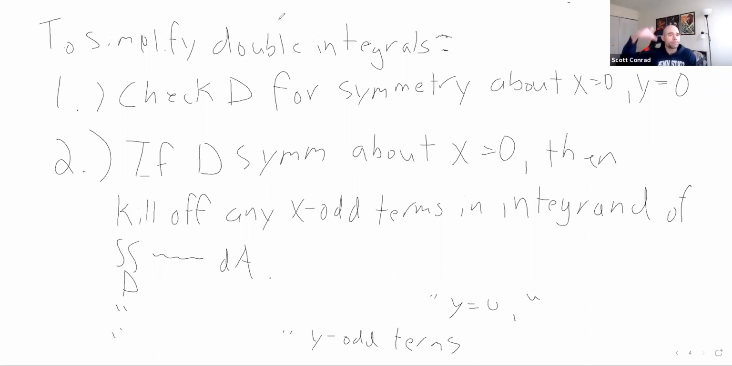So check for symmetry. If we're symmetrical in the x direction, go to your integrand, the thing you're integrating. Any x odd terms are going to integrate to 0. Get rid of them. If we're symmetrical about y equals 0, any y odd terms in our integrand are going to integrate to 0, so kill those off also. And then whatever you're left with, find the bounds, convert to polar if you need to, and integrate. You've simplified your integral.